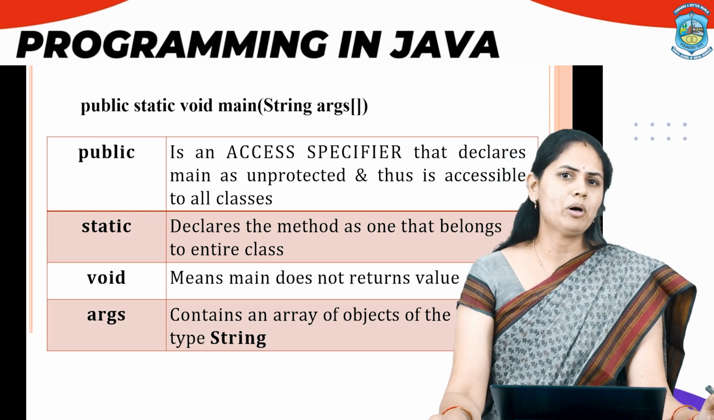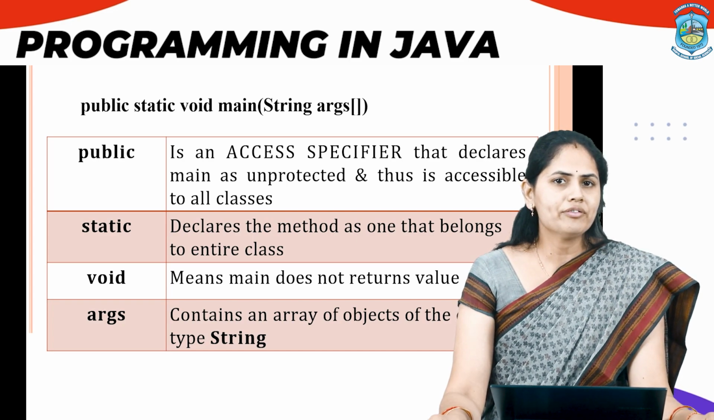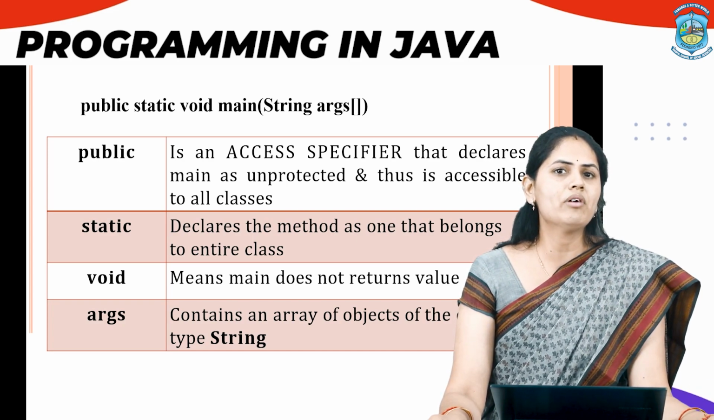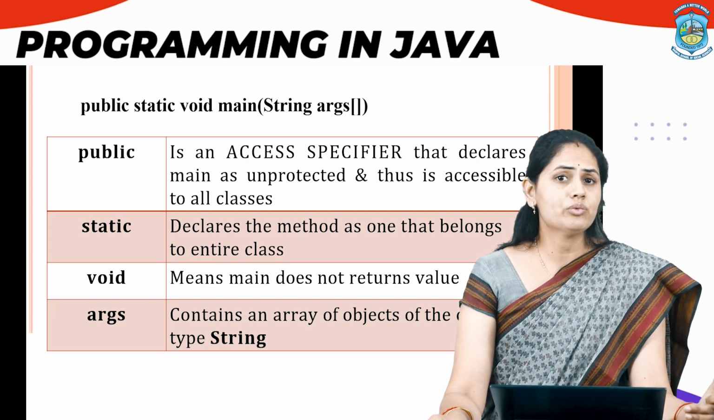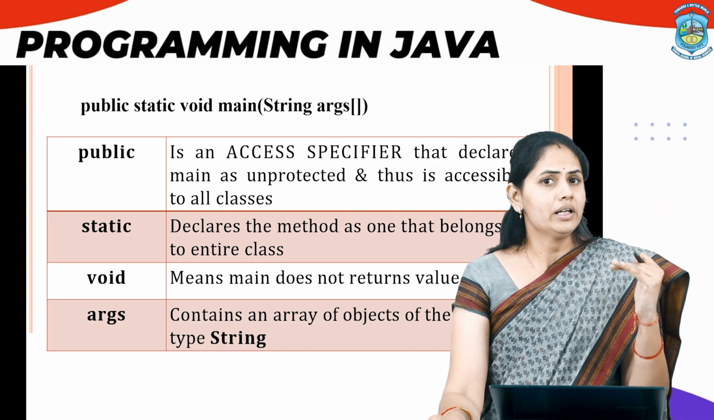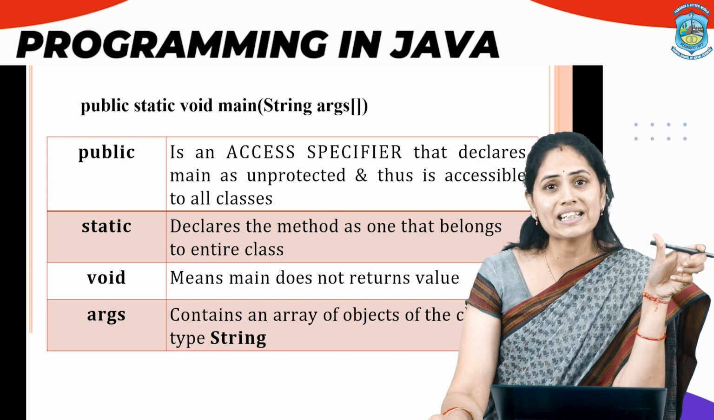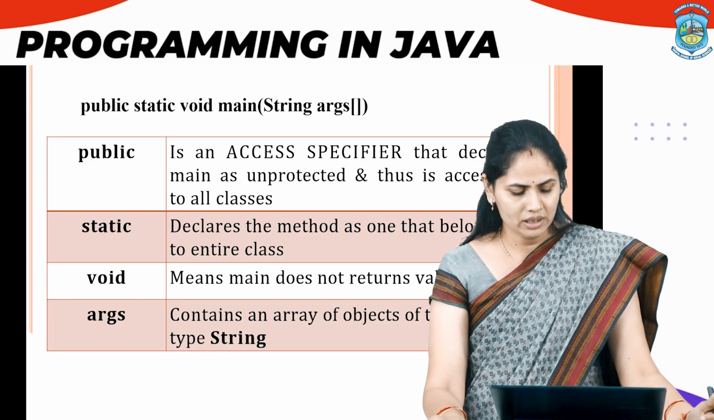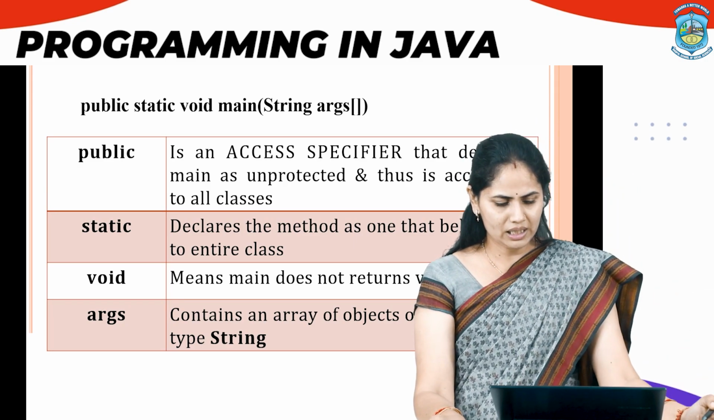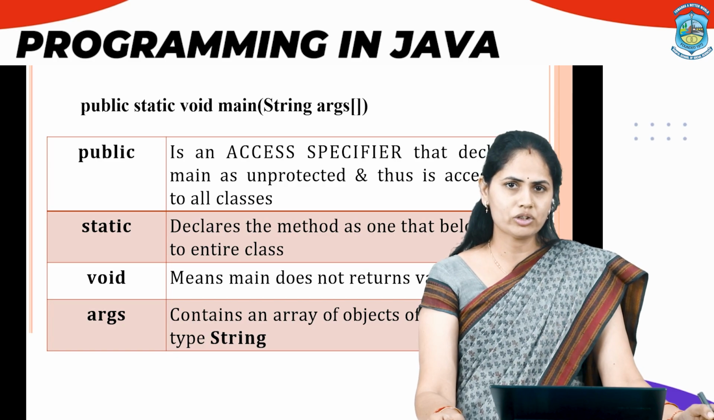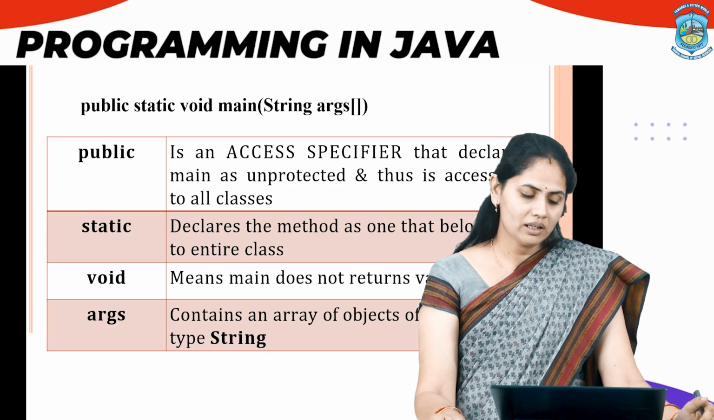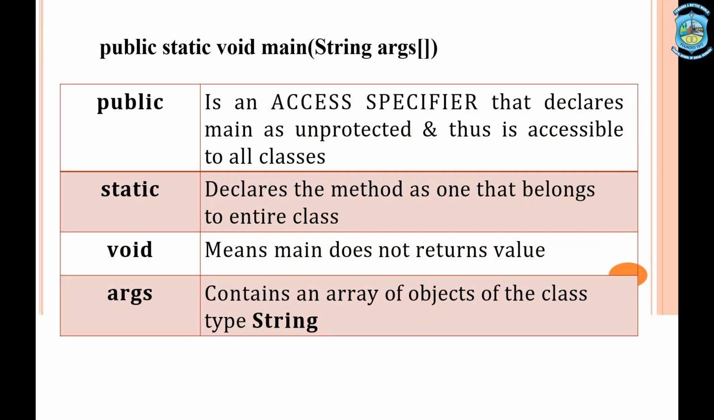One important thing about this static is that if in our program we have more than one class, a class which contains this main function does not require an object. You know why? Because we are using this static keyword here. So static simply declares that this method belongs to the entire class. Void is a return type. It means this main function does not return any value.